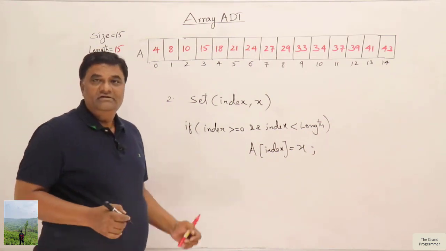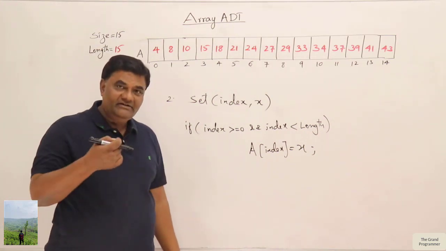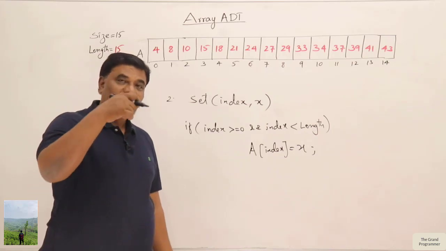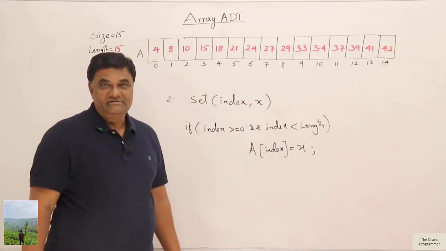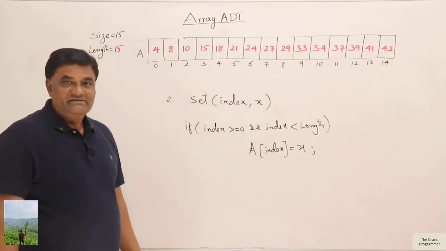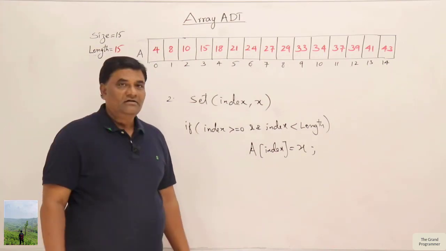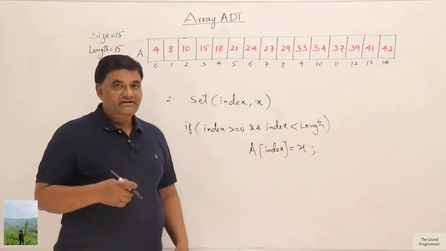So that's all. The get method is for reading the value, and the set method is for writing the value at a given index. The time taken by this is also constant. Now let us move to the next method, that is finding the maximum.